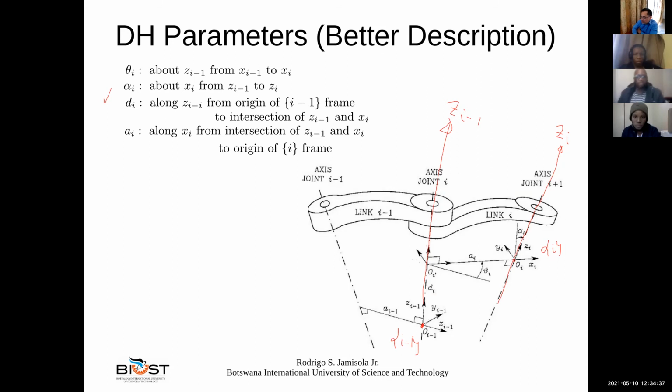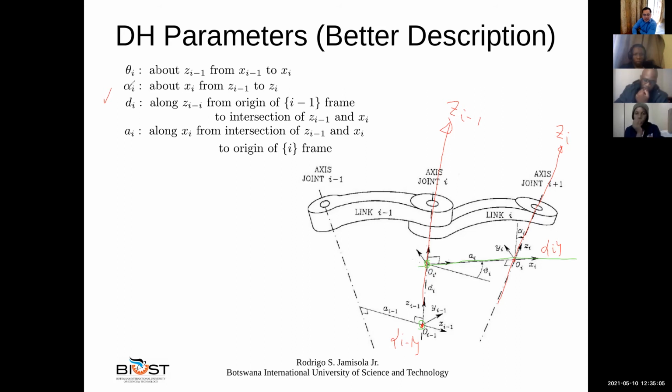So where is that origin? This origin to the intersection of zi minus 1 and xi. Where is the intersection of zi minus 1 and xi? This is your xi, right? This is your xi. Intersection of zi minus 1 to xi, this is the one. Okay, so along zi.